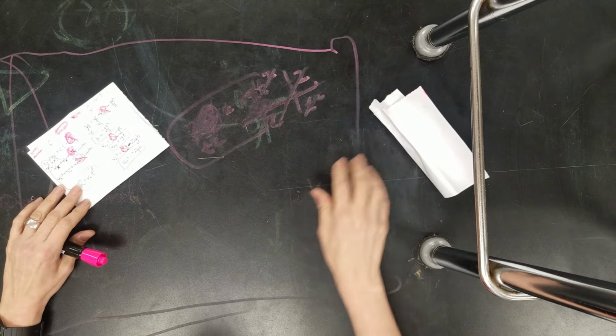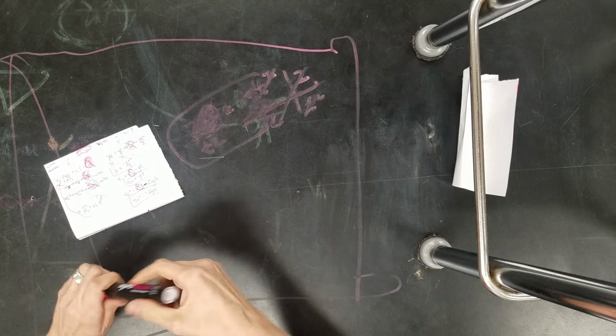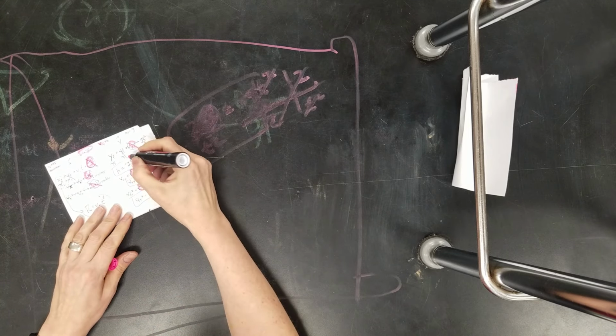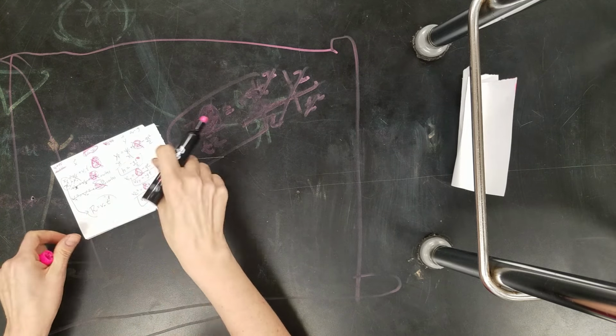Okay, so the graphs. Oh, I also want to point out that this equation right here, see how it's to the second power? It kind of looks all curvy, quadratic-y. That is a quadratic, second order polynomial.